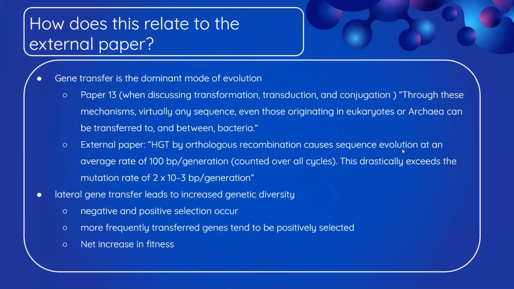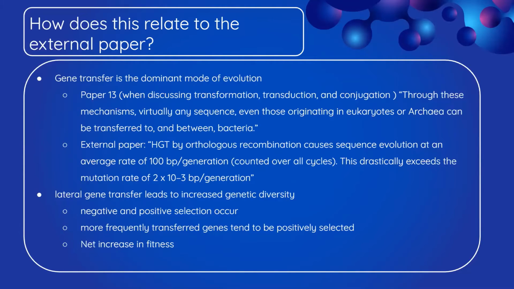Okay, now going to what they find in their data. Both papers find that gene transfer is the dominant mode of evolution. Paper 13, when discussing transformation, transduction, and conjugation, states, "Through these mechanisms, virtually any sequence, even those originating in eukaryotes or archaea, can be transferred to and between bacteria."